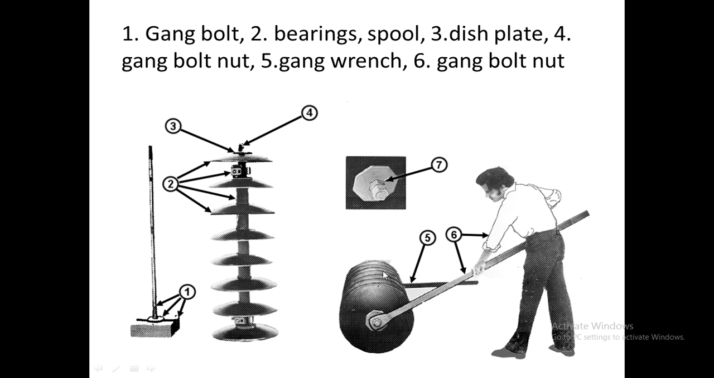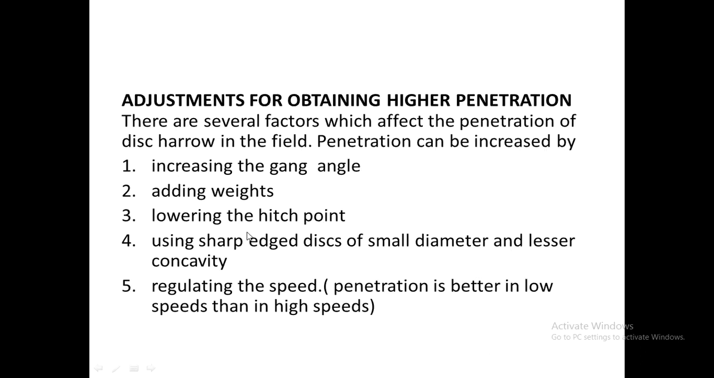So here there are some more parts marked, and here this is a gang wrench. This gang wrench is used for tightening the gang bolts, and we can make sure that all the discs are connected firmly to the central axis or the central shaft. And then this is the gang bolt nut. This is for connecting the individual discs to the central axis. So this is the spool, or the spacing between two discs.